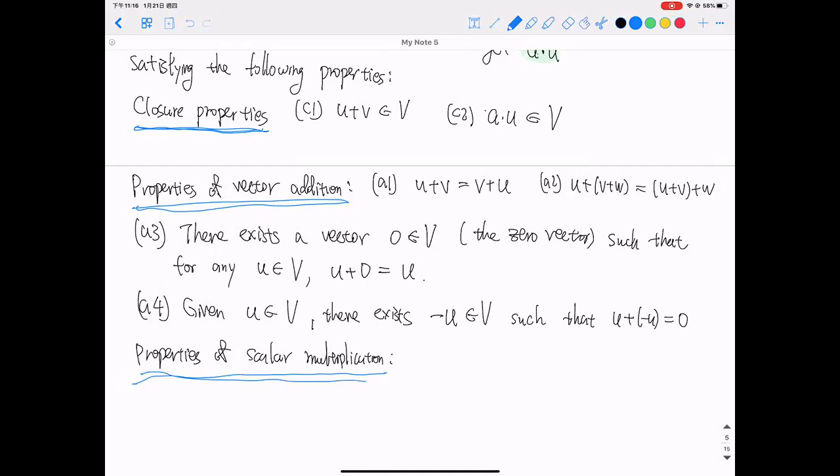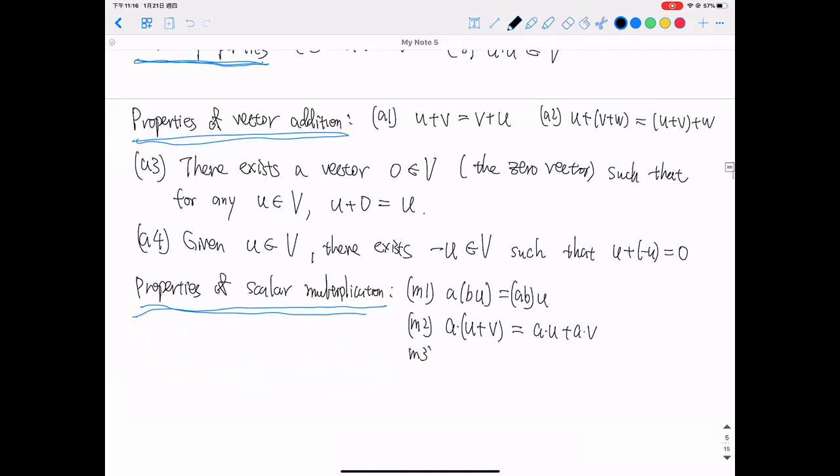The first one, let's call it M1, is if you have two numbers a and b, a times (b times u) is ab times u. Now M2, if you have two vectors instead of two numbers, you can form u plus v, and a times (u plus v) is au plus av.